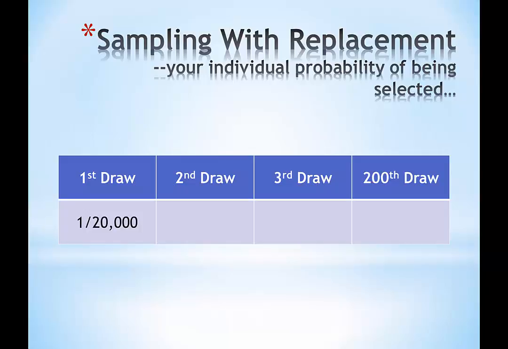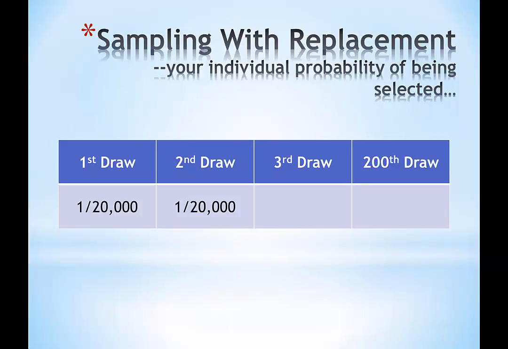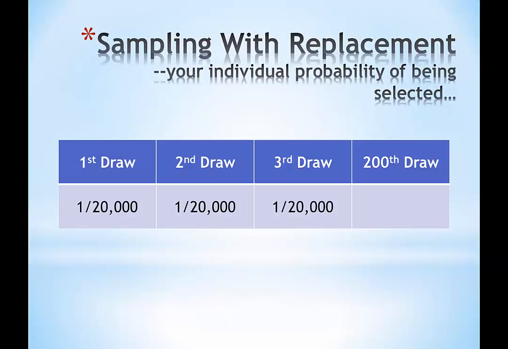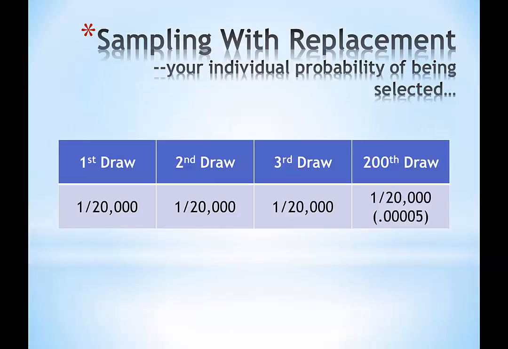I'm going to put that name back in the hopper. All right, I'm going to do a second draw. Your probability is still 1 out of 20,000. I'm going to put that name back in. I'm going to draw again. Your probability is also 1 out of 20,000. And I'm going to keep doing that, sampling with replacement, putting your name back in every time, doing that, doing that. When I get to the 200th draw, because I want a small n of 200 in my sample, your probability is still 1 out of 20,000.